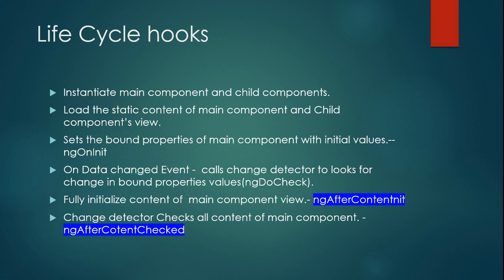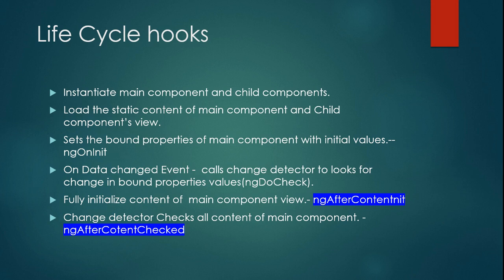First, Angular instantiates the main component and child components, loads the static content of the main component and child components' views, and sets the bound properties of the main component with initial values. Once this initialization is completed, it calls the lifecycle hook method ngOnInit. If the component implements ngOnInit, the Angular framework calls that method. In that method we get the data from the server and set it onto the view.